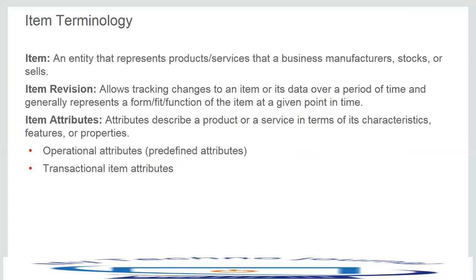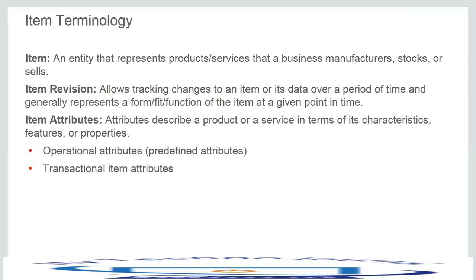So the next topic is on item terminology. These are the three different terminologies which we are going to discuss: item, item revision, item attributes. So items, as you all know, are used to represent products and services that you basically sell or transact, or resources that you maintain, and components that make up your products and services.